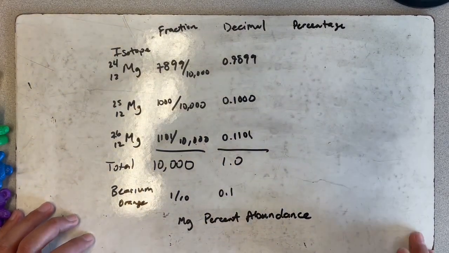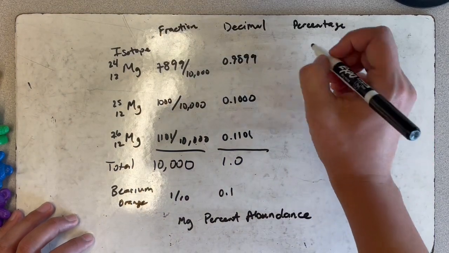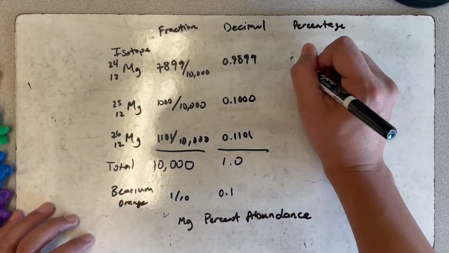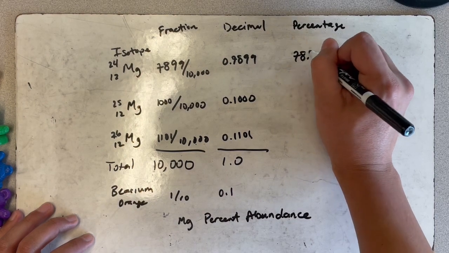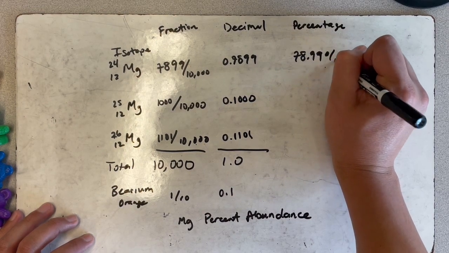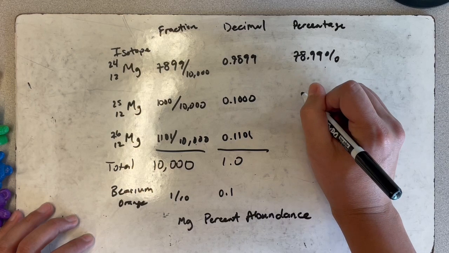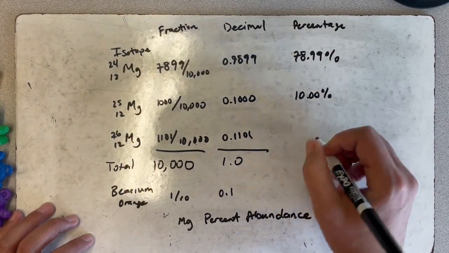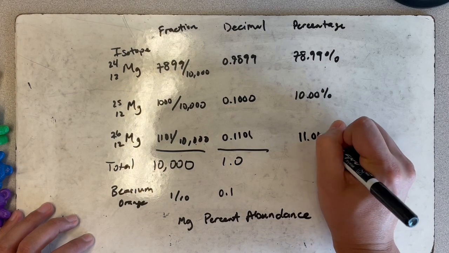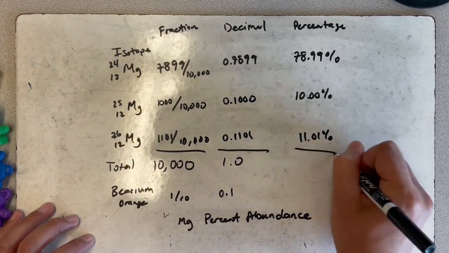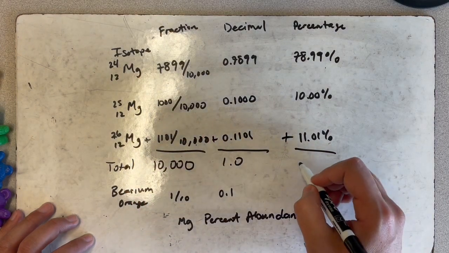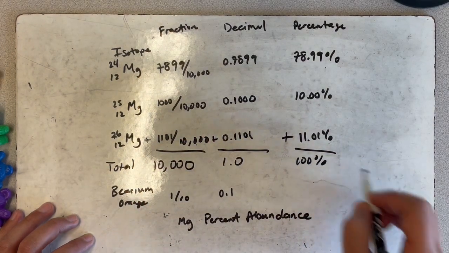And then finally, when I have my percentage, we'll see that here. So I multiply the decimal by 100 to get a percentage. So this becomes 78.99%. Here I multiply this by 100 to get 10.00%. And here I get 11.01%. When I add all these up together, I should get 100%, which is what I get.